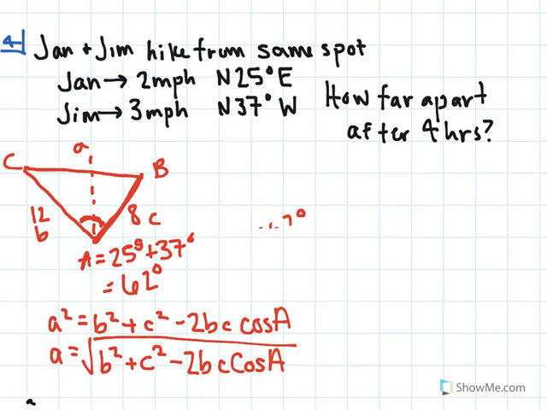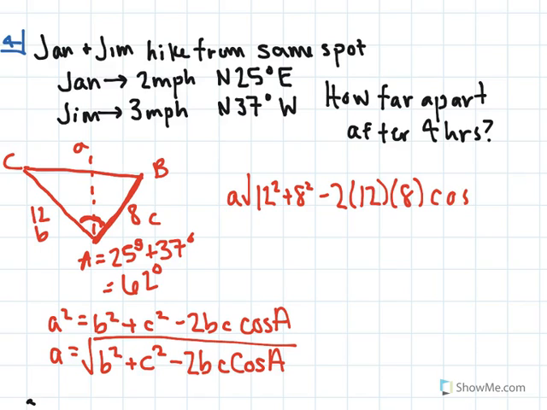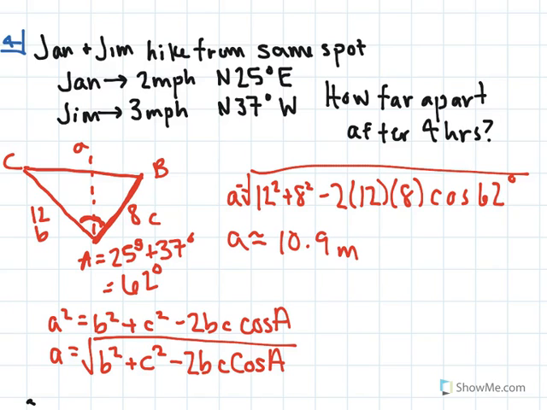So I just need to make a little room for this. We're going to say A is equal to the square root of 12 squared plus 8 squared minus 2 times 12 times 8 times the cosine of 62 degrees. So if we put that into a calculator, we would find that A is approximately equal to 10.9 miles. So after 4 hours, Jan and Jim are 10.9 miles apart.